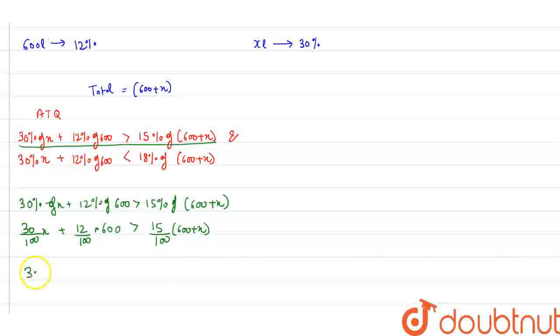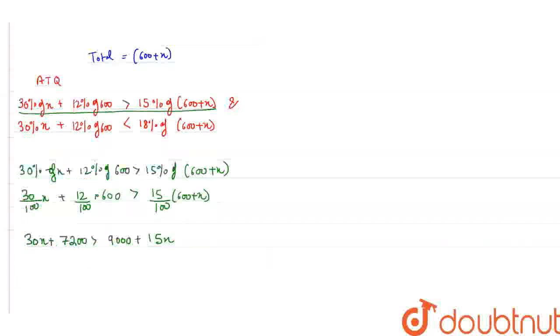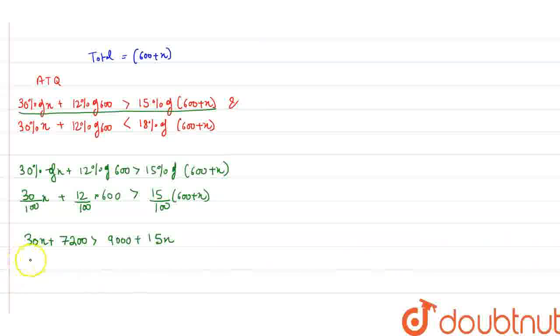This can be written as 30x plus 7200 greater than 9000 plus 15x. Now taking the x term to one side, we get 15x greater than 1800. So from here we get x greater than 120.